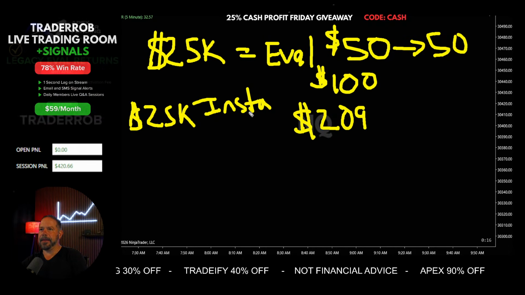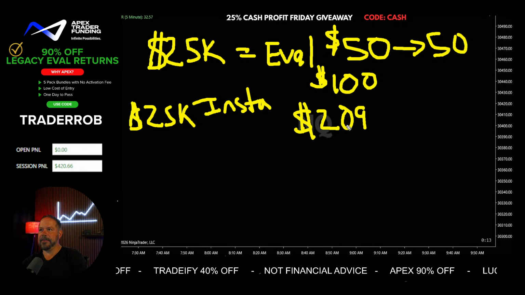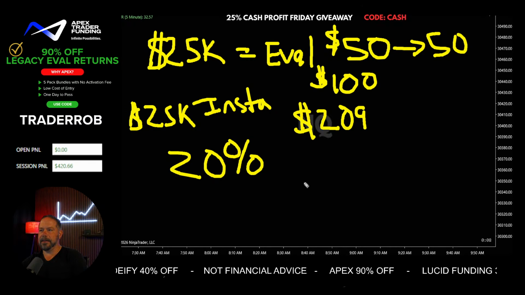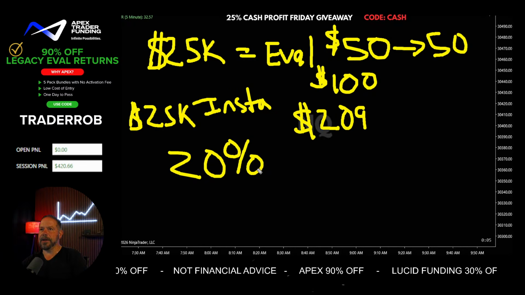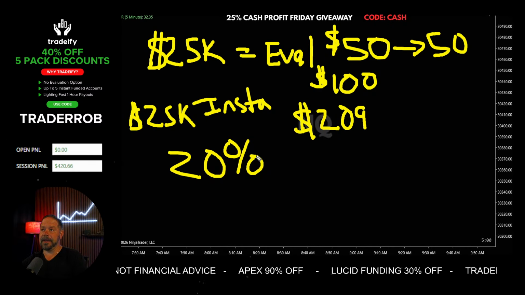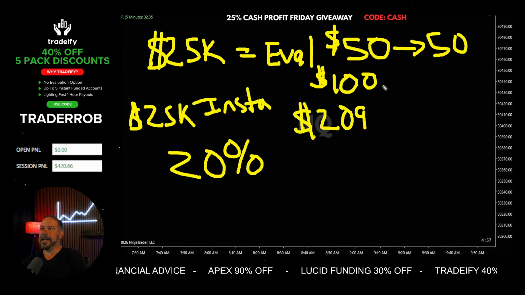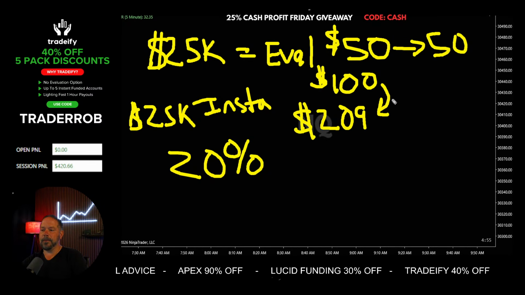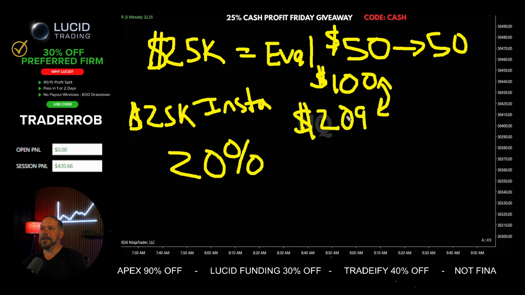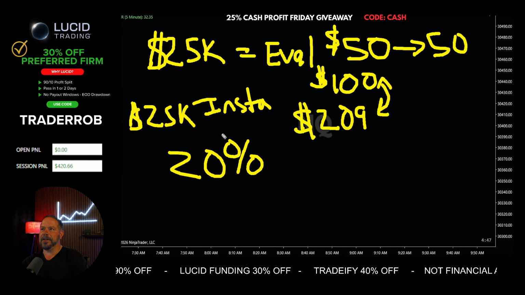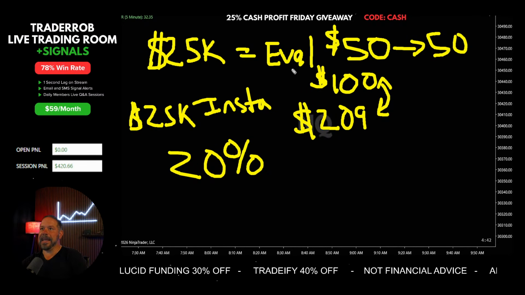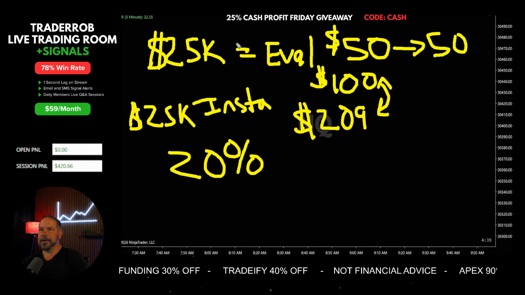Now, what people hate about the instant funded accounts is the 20% consistency rule. Very, very tight. I'll explain to you how you get around the 20% consistency rule in a second. So you've got a $109 higher investment here, right? Just watch this math really quick. It's $109 more expensive to get the instant funded. You can go the eval route for $109 less and get a better consistency score.